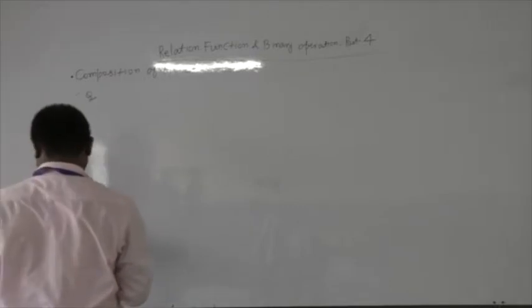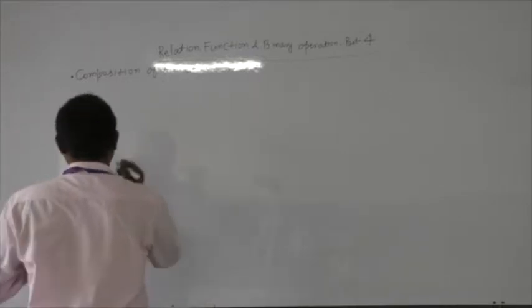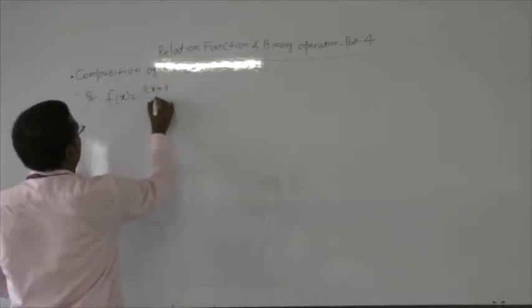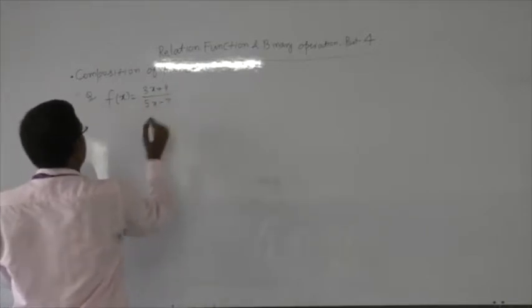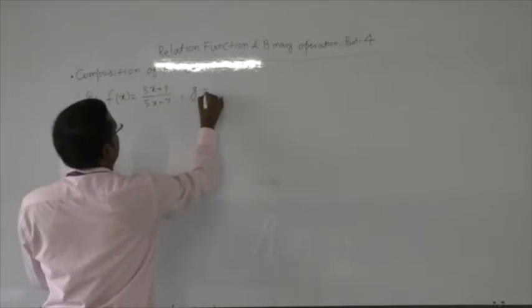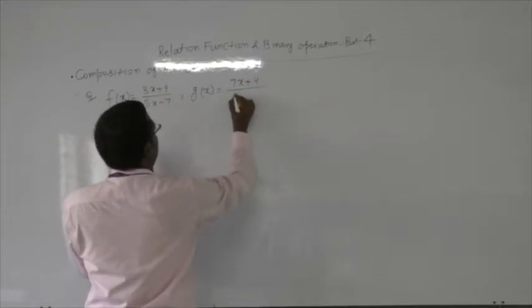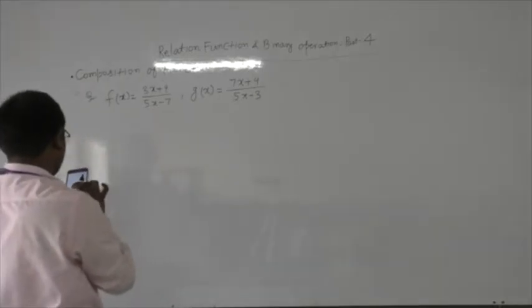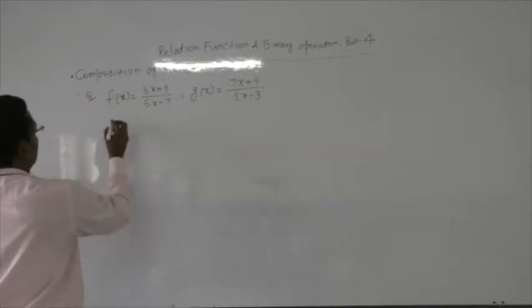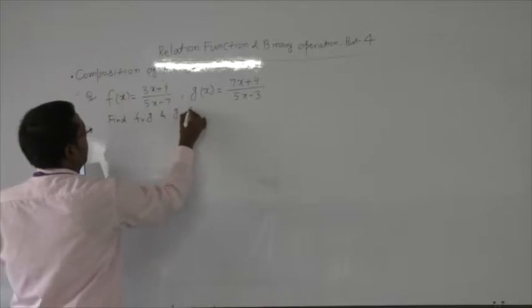Suppose the question is saying f(x) equals (3x plus 4) by (5x minus 7) and g(x) equal to (7x plus 4) by (5x minus 3). Find fog and gof.